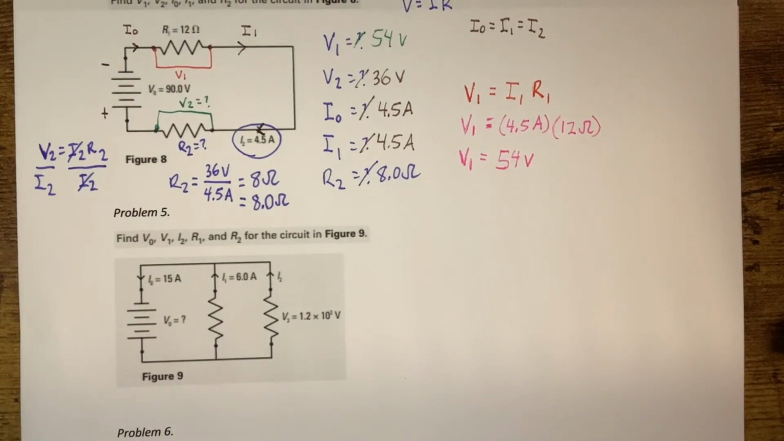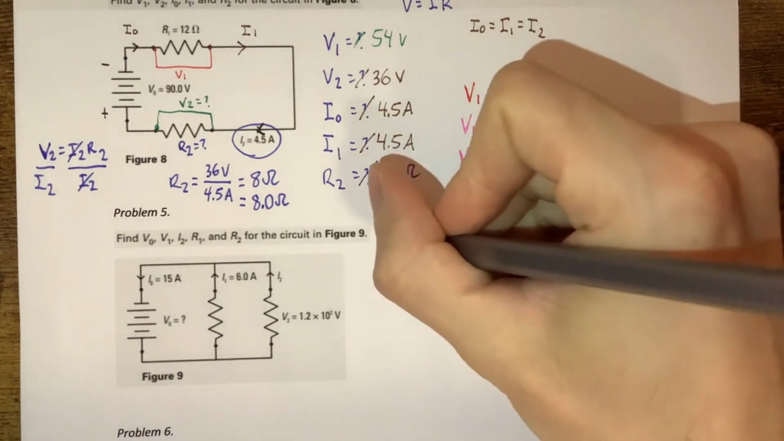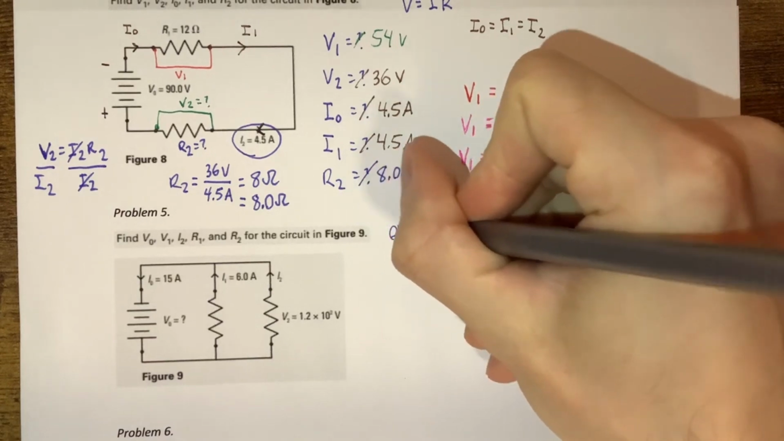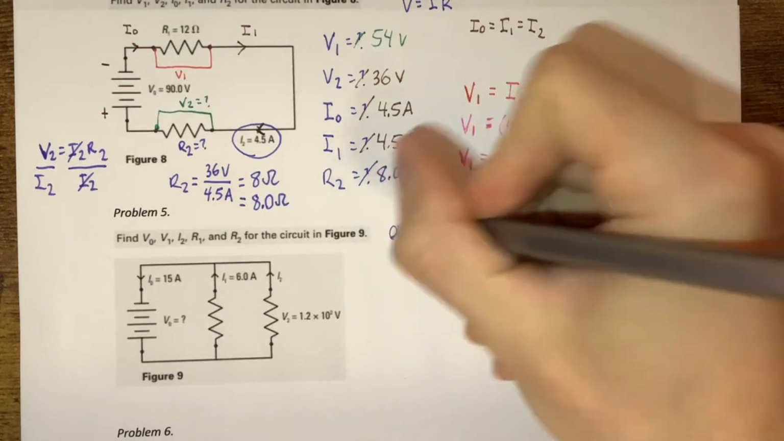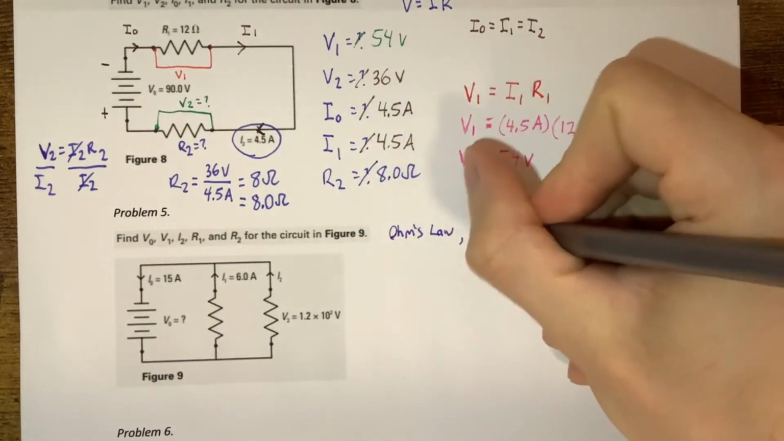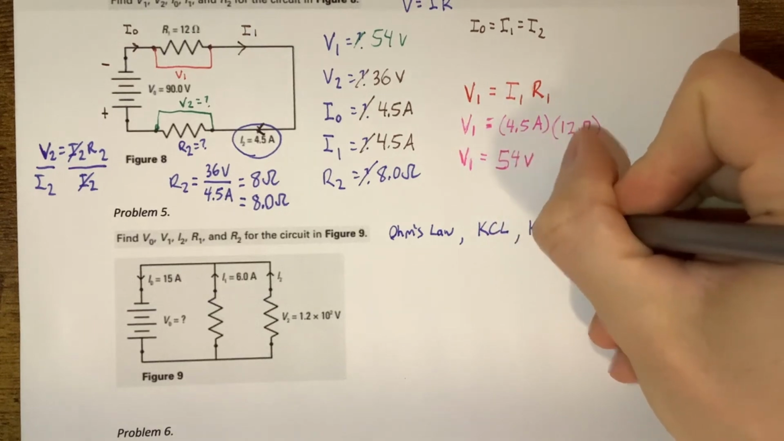Okay, so now we just did a series circuit above. So now we want to move to a parallel circuit. And again, we want to stick with Ohm's law, Kirchhoff's current law, and Kirchhoff's voltage law, right? So important when it comes to analyzing these circuits that I'm literally going to write it out again here. So Ohm's law, Kirchhoff's current law, and Kirchhoff's voltage law.